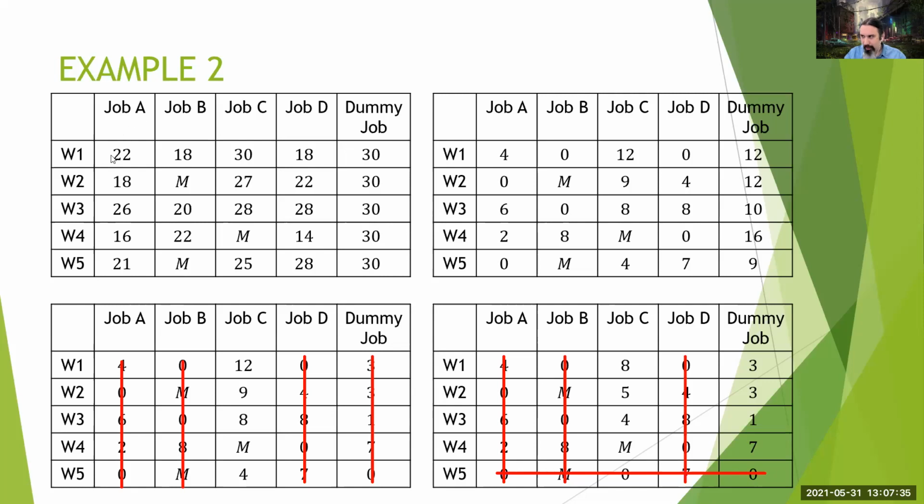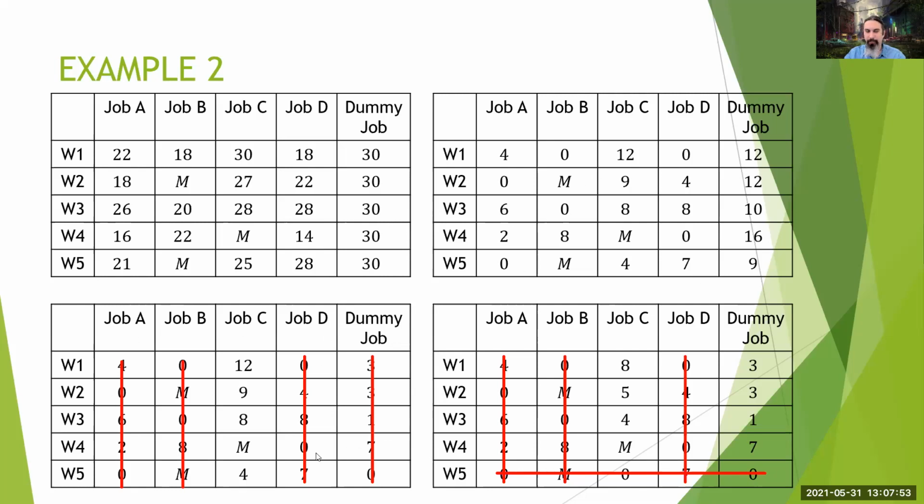So what is my smallest value over here? 18. Another 18, so 20, 14, and 21. Just subtract everything. I will get these values and take a look at the columns as well. 0, 0. Okay, 4, 0, and 9. So subtract those as well.